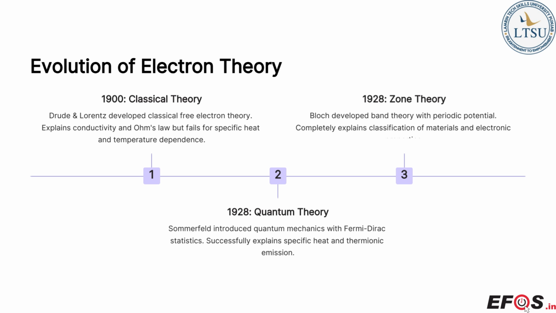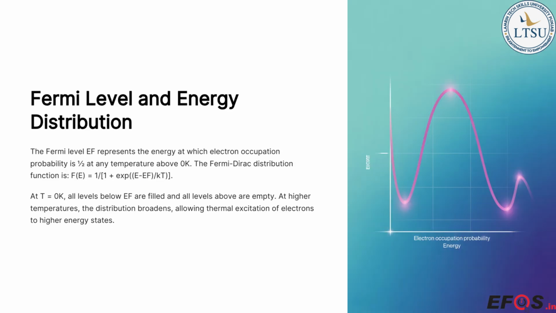Critically, it completely and successfully explains the classification of all materials, conductors, semiconductors, insulators, and their electronic properties. The Fermi level, EF, is a central concept in solid state physics. It represents the energy level where the probability of finding an electron is exactly 1/2 at any temperature above 0K. This probability is described by the Fermi-Dirac distribution function.